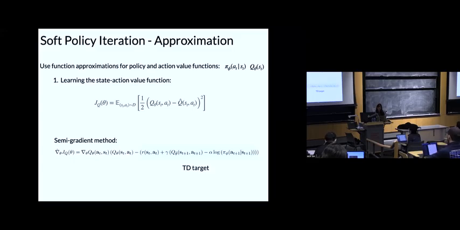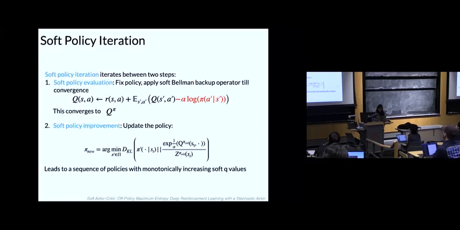Yes? Going back to the KL slide. Does the Z represent just the sum of all the terms on the top? Yes, so that it is a probability distribution. Exactly. Z is just the sum across all actions, exponent of alpha Q pi. Yes, that's exactly what it is.